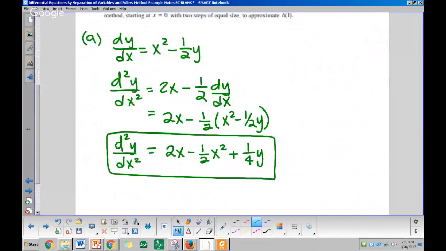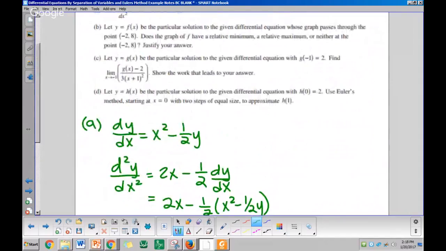All right, so let's move on to part B. Part B says, let y equal f of x be the particular solution of the given differential equation whose graph passes through the point -2, 8. Does the graph have a relative minimum, a maximum, or neither at the point -2, 8?